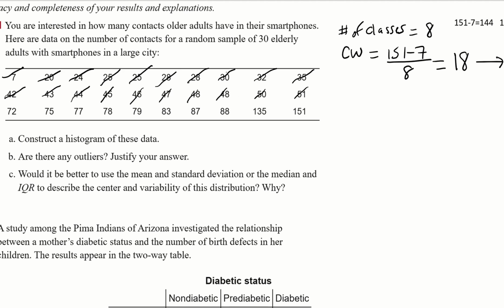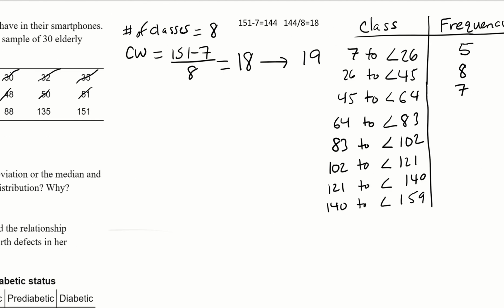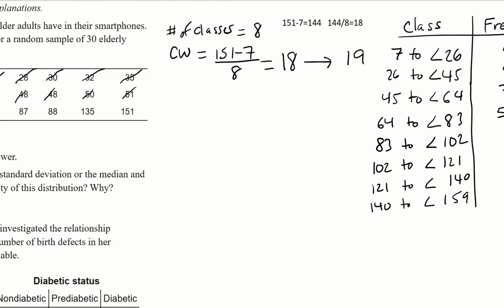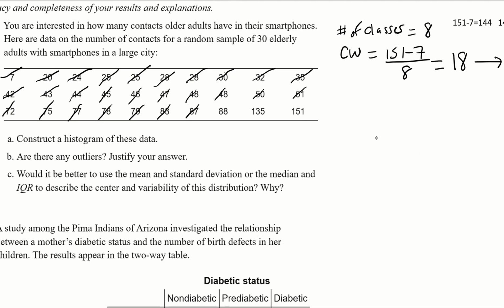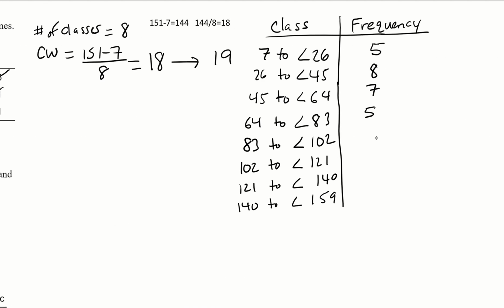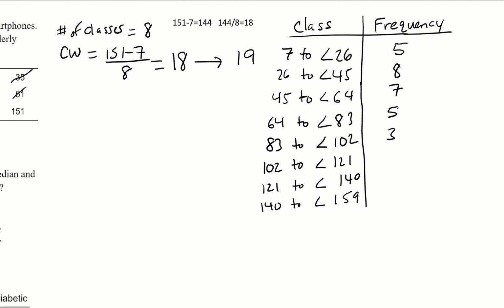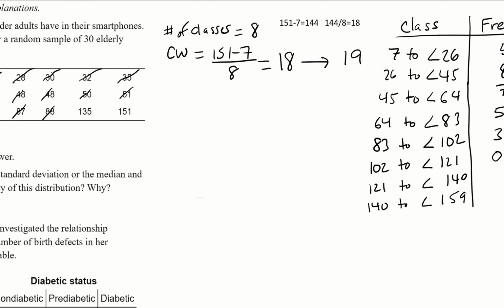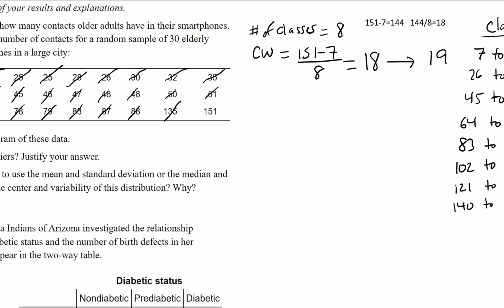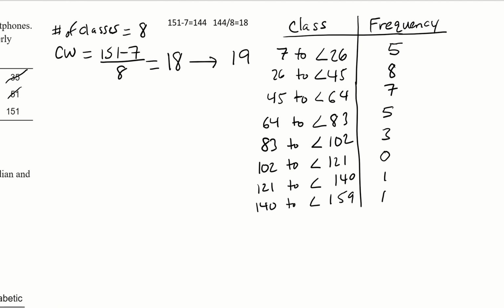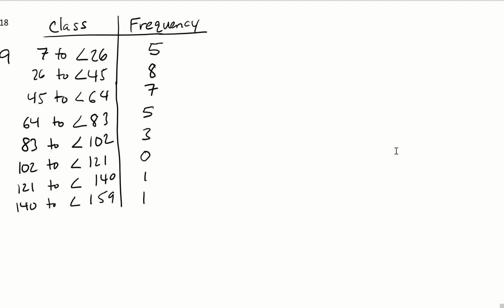64 to 82. 1, 2, 3, 4, 5. And 83 to 101. 102 to 120. There's no 102s, no 120s. 121 to 139. And then the last one is 151. All right, so there's our table. Now we can construct a histogram.